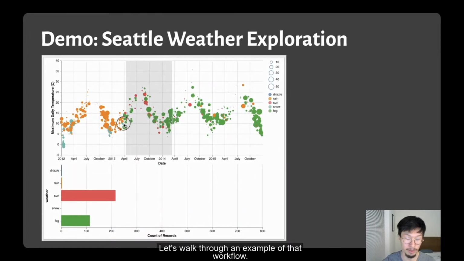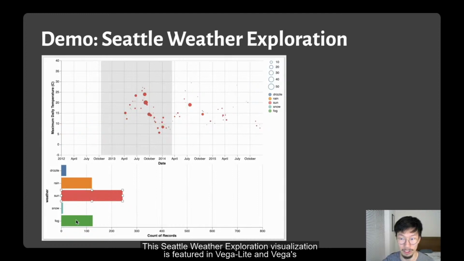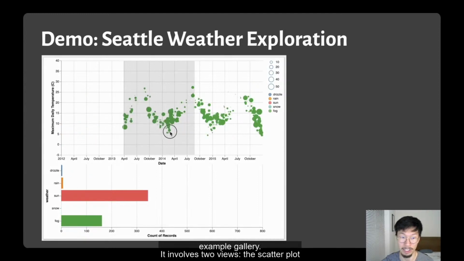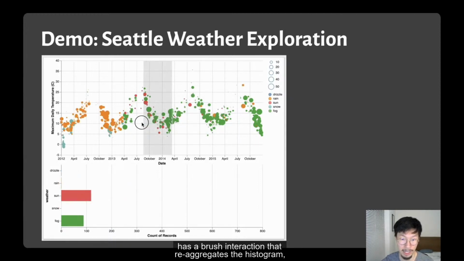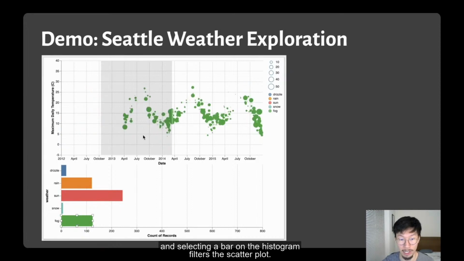Let's walk through an example of that workflow. This Seattle weather exploration visualization is featured in Vega-Lite and Vega's example gallery. It involves two views. The scatter plot has a brush interaction that reaggregates the histogram, and selecting a bar on the histogram filters the scatter plot.